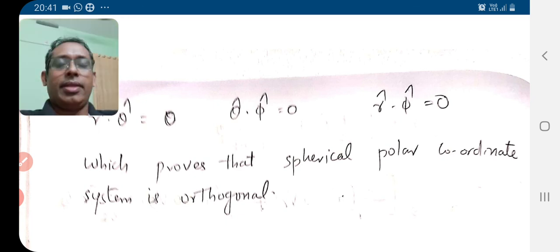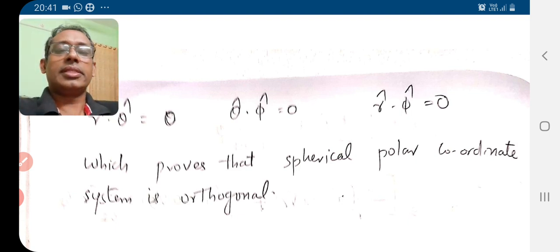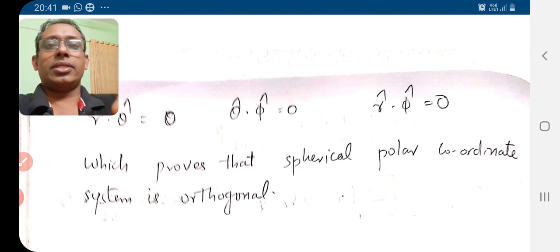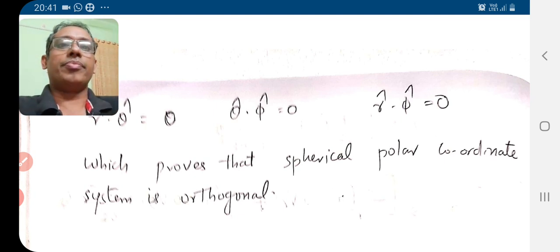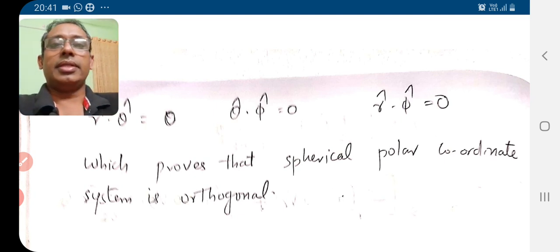Okay, so we complete the discussion on the spherical polar coordinate system here. And we will be doing a problem related with it in the next class.